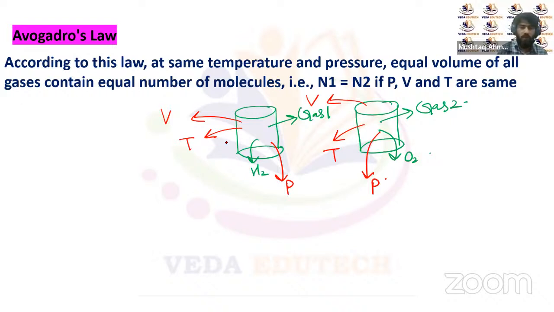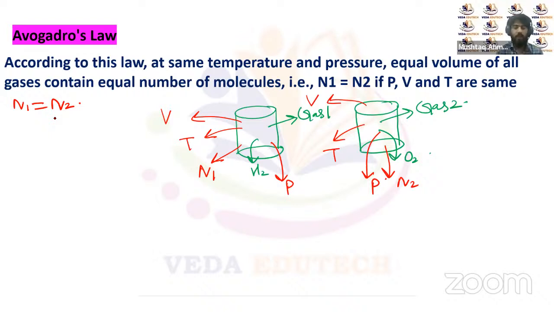Or we can say, let's suppose N1 molecules of hydrogen are present in the first container and N2 molecules of oxygen are present in the second container. With these conditions, that volume, temperature and pressure are the same, they must contain the same number of molecules. So N1 will be equal to N2. So this is what we call Avogadro's law.